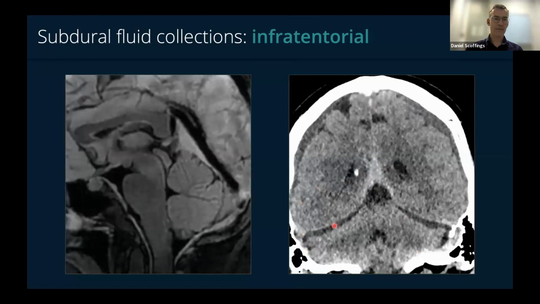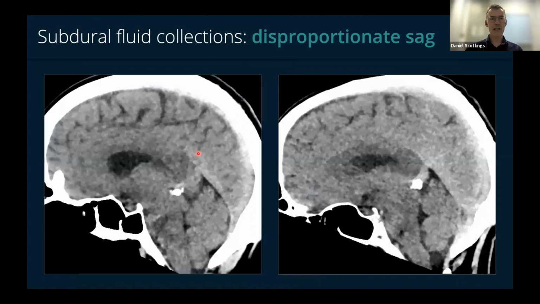And then lastly, really important to look at sagittal reformats of patients who come in with acute subdurals and no history of trauma. You're looking for brainstem sagging, which we're going to talk about in a moment, that's displacement of the brain caudally that's disproportionate to the size of the collection because the brain's being sucked or pulled down by the leak and then they're developing subdurals. It's not that the brain's being pushed down.